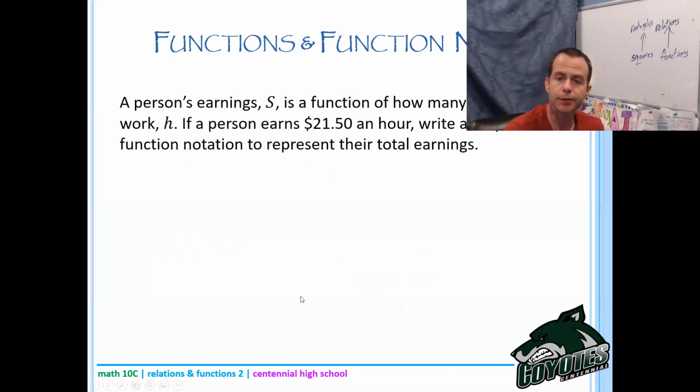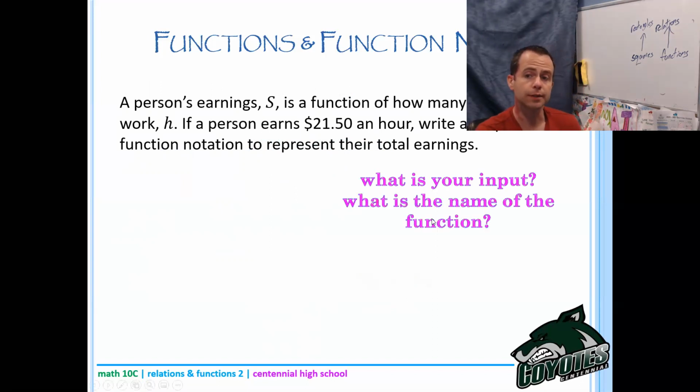All right. A person's earnings, S, is a function of how many hours they work each. If a person earns $21.50 an hour, write an equation in function notation to represent their total earnings. So first of all, what's your input and what's the name of the function? Well, we have to talk about that a little bit.